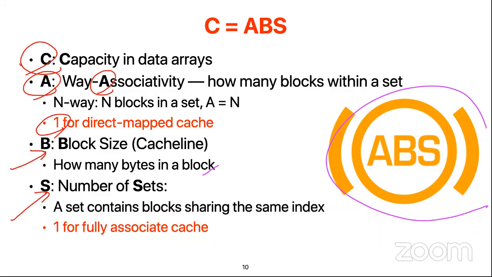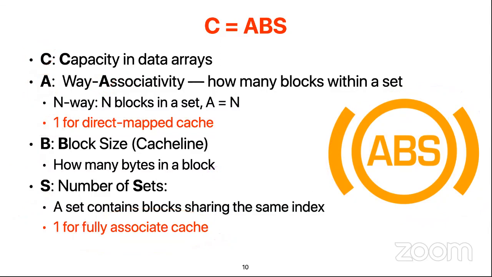And sometimes you will see a word called fully associative cache. It's a cache that doesn't have sets, or say so this kind of cache, you can consider the whole cache as having 1 set. So the number of sets for that kind of cache should be 1. So that's the meaning of C equal to ABS.